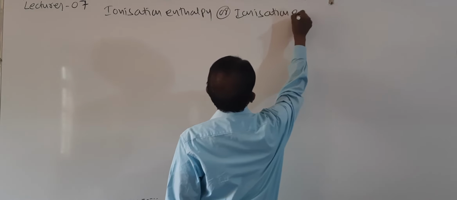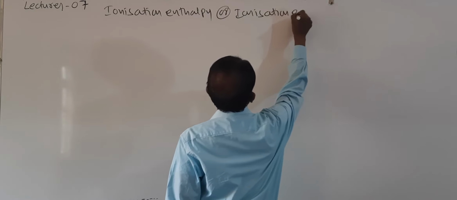Look here, sodium has 11 protons, with 2 electrons, 8 electrons, and then 1 electron. To remove this electron, the amount of energy required is 496 kilojoules.